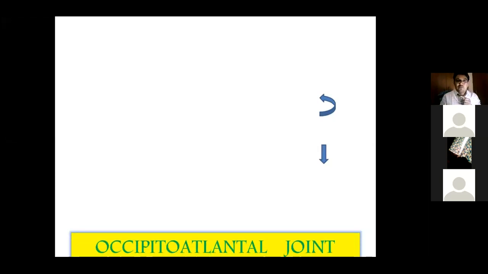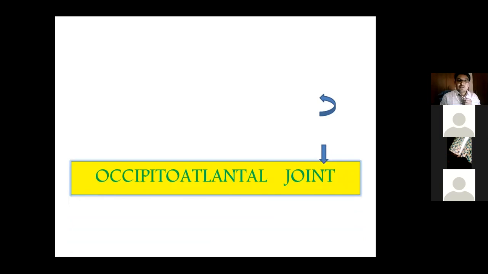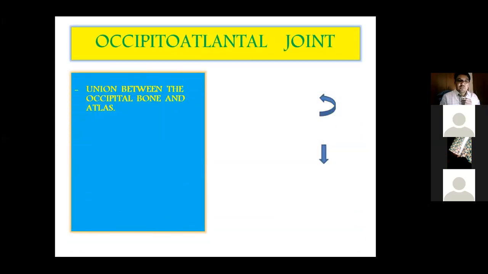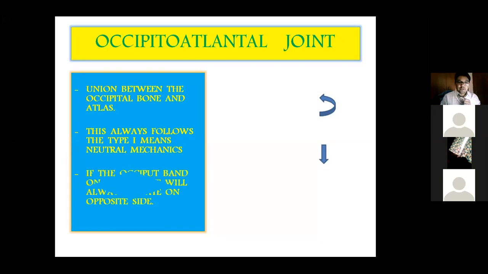So let's have a look. We will start from the top. There is C0-C1, which is the occipito-atlantal joint, the union between the occiput bone and the atlas, and this always follows type 1, meaning neutral mechanics. If the occiput bends on one side, it will always rotate on the opposite side.